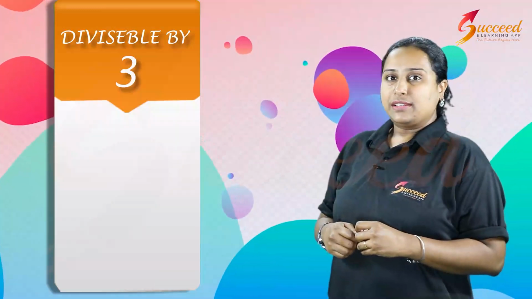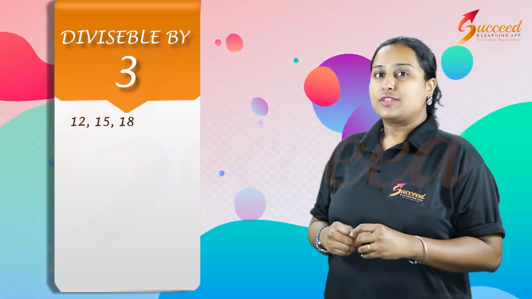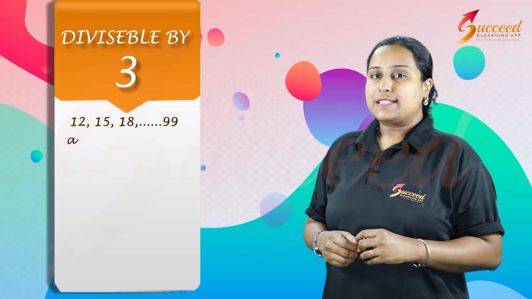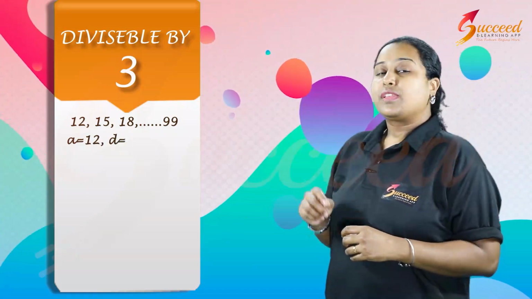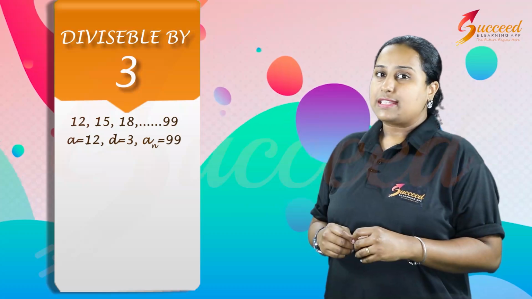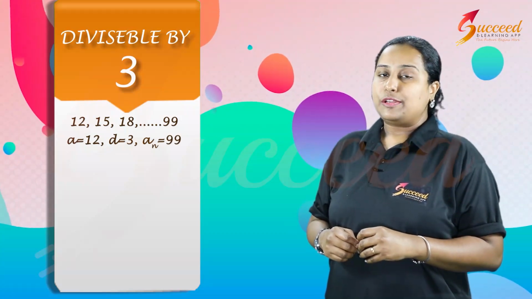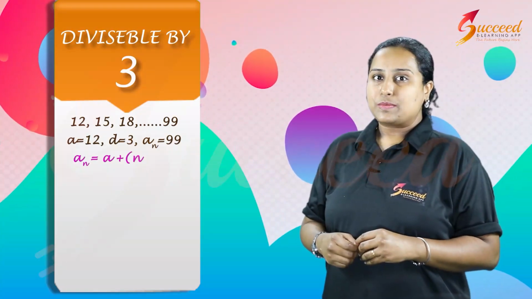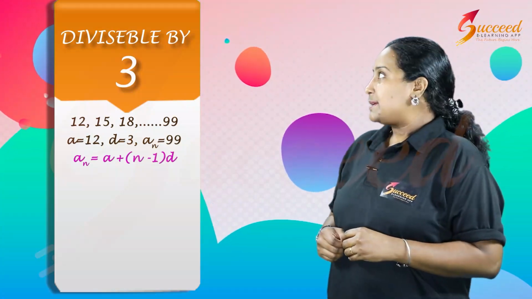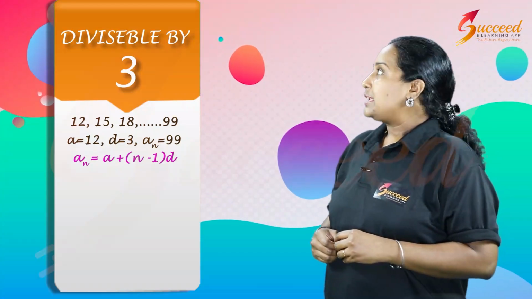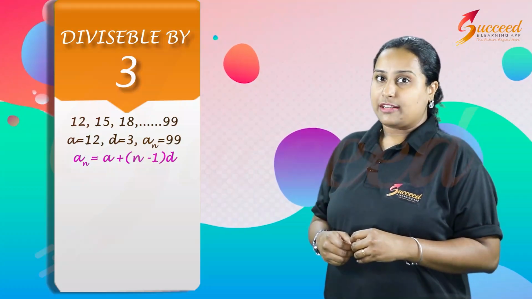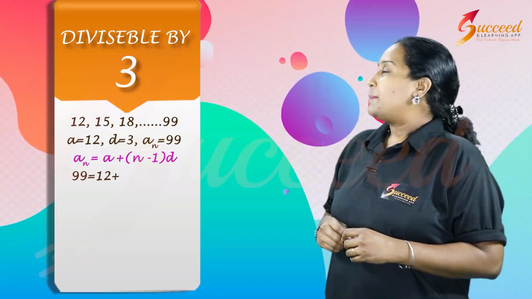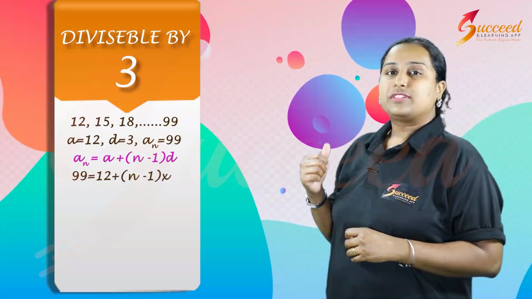So the series begins with 12, 15, 18, so on until 99. That means the starting number a is 12, the common difference is 3 and the nth term, that is an, is 99. So let's determine the value of n using the formula an equals a plus (n minus 1) into d. Let's substitute what we already know. In place of an you will be writing 99. So we have the equation 99 equals 12 plus (n minus 1) into 3.